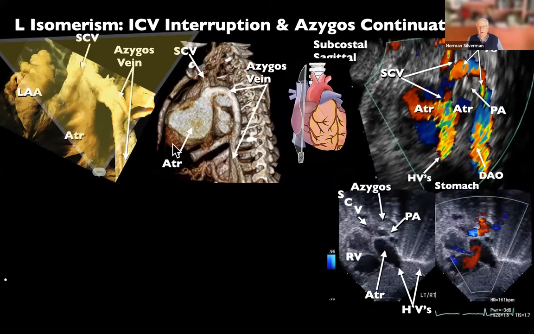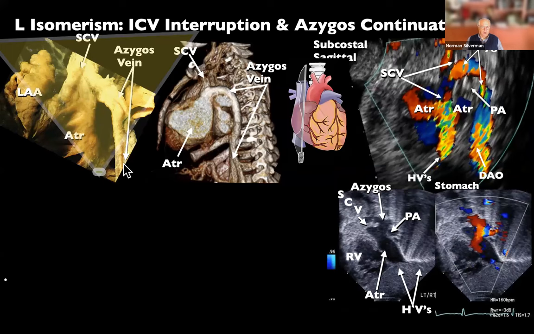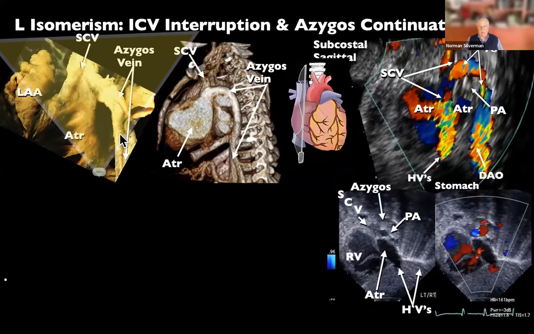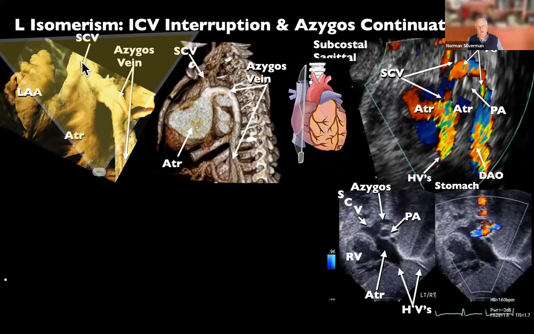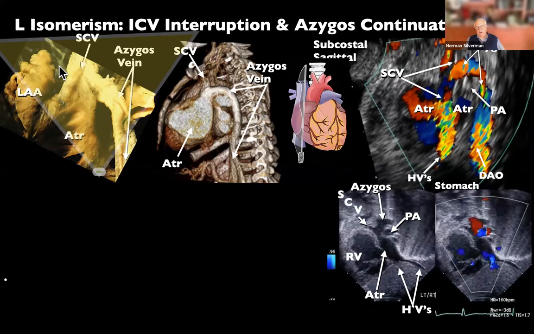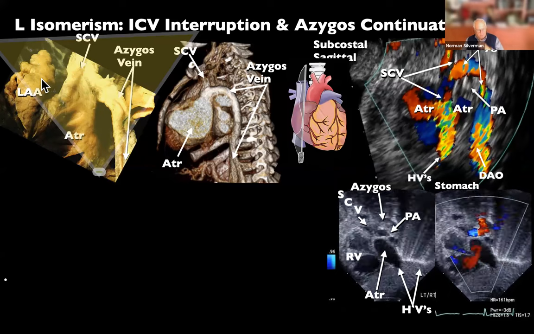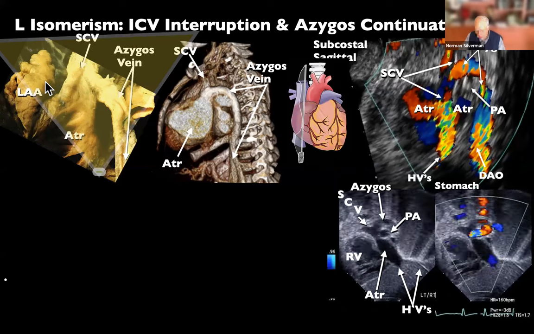And then here is a morphological example of the azygous vein coming up on the left side and entering the left superior vena cava, behind the left atrium.